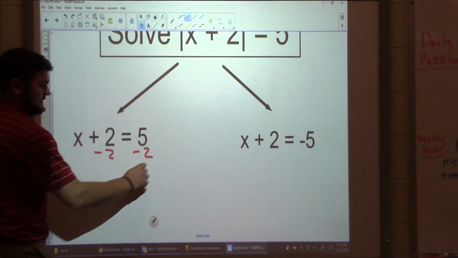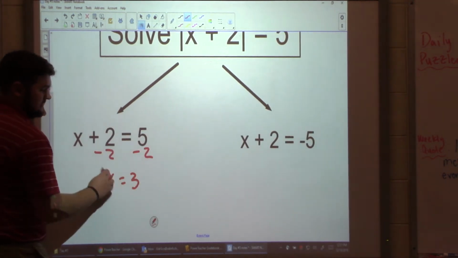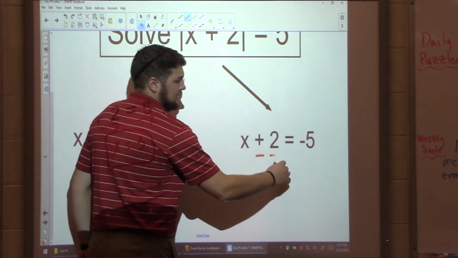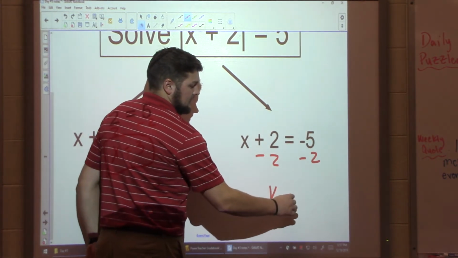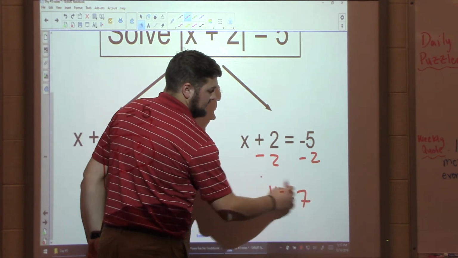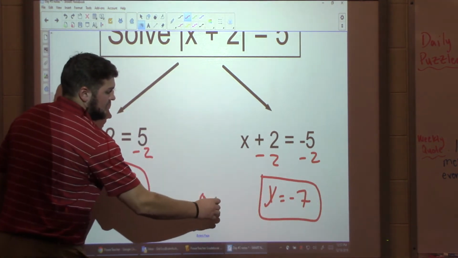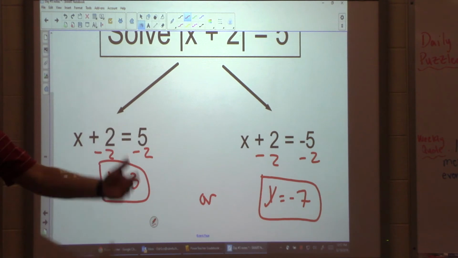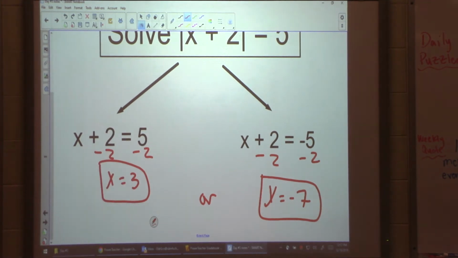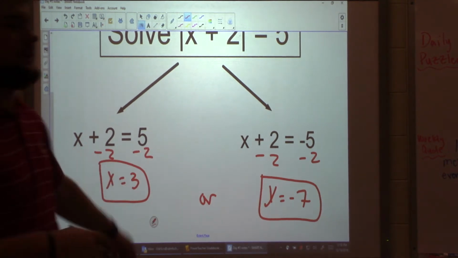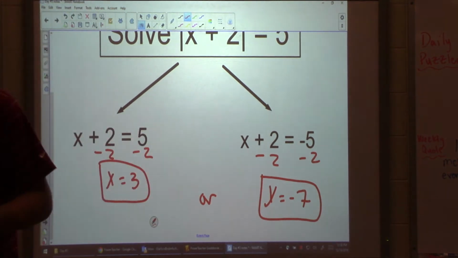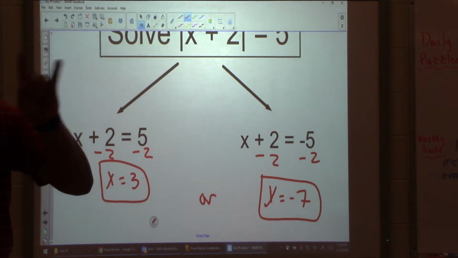Subtract 2, I get x equals 3. Subtract 2, I get x equals negative 7. Now remember, this is an OR statement. It can be x equals 3 or x equals negative 7. Am I going to mark it wrong if you don't put the word or in between them? Probably not. If you put the word and in between them, I would definitely mark it wrong. But if you put the word or, it's okay. If you don't put it, I'm not too big of a stickler on that. But you need to have both answers.